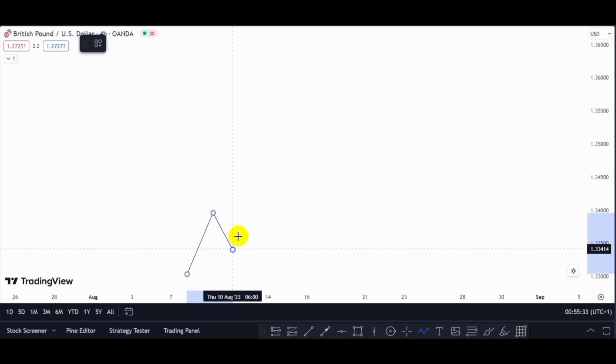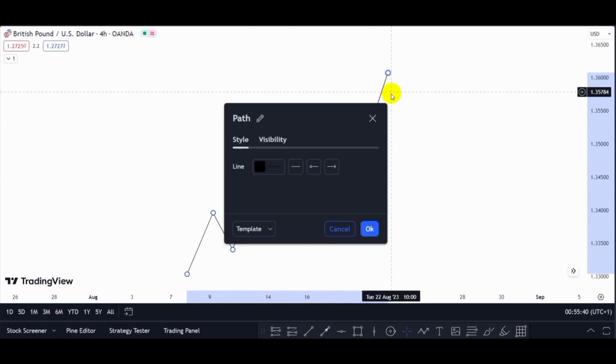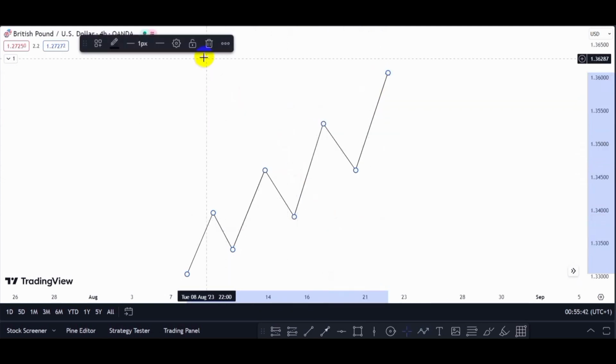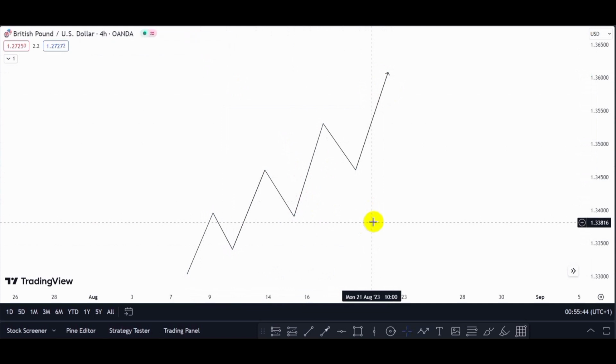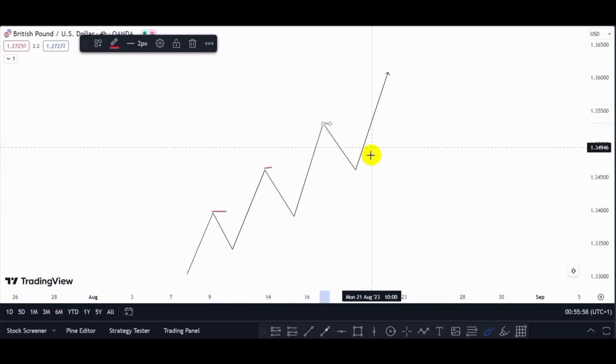So now let's look at a bullish institutional order flow. Now we have price moving to the upside. We have the impulsive move, the retracement, the impulsive move, the retracement, the impulsive move, the retracement, and then we have the impulsive move. So this is now actually the bullish institutional order flow. We have price taking out the buy side liquidities and breaking structures to the upside.